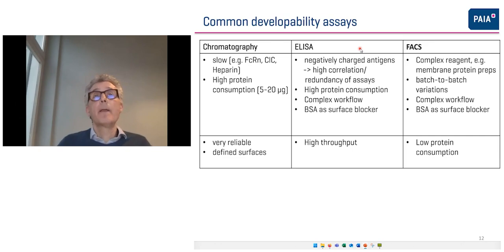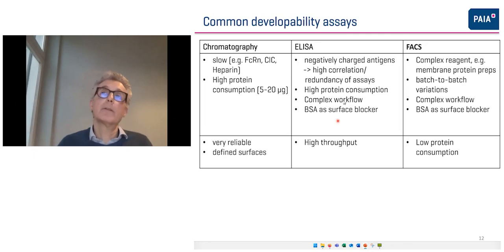If you're looking at ELISAs, then you see that a lot of these ELISAs used in the field use negatively charged antigens, which leads to quite a high correlation. You could also say redundancy of assays, so very high correlation of those assays. They need quite a lot of material as well. And of course, in ELISA, everybody knows there's a pretty complex workflow. And one thing which I'll discuss later is that BSA is also used as a surface blocker in these assays, which is a common characteristic that it shares with FACS methods, where you also have BSA. You're using pretty complex reagents, which can cause problems because you may have batch-to-batch variations. And of course, the FACS machine is also a rather complex machine to run.